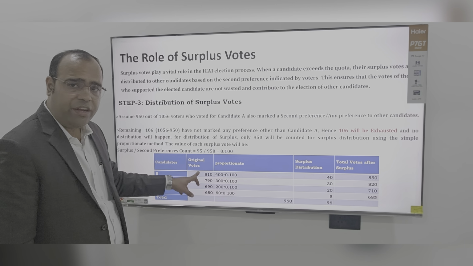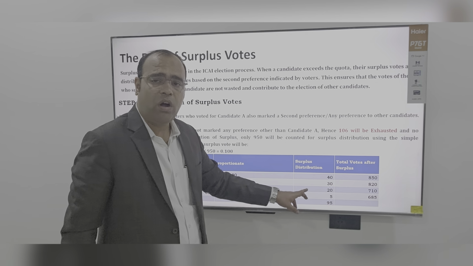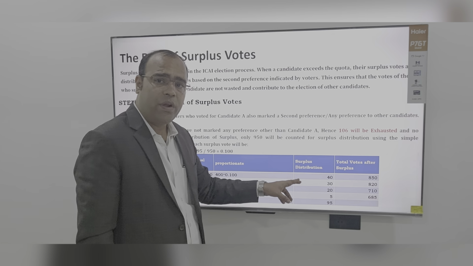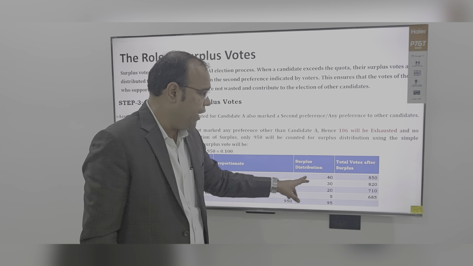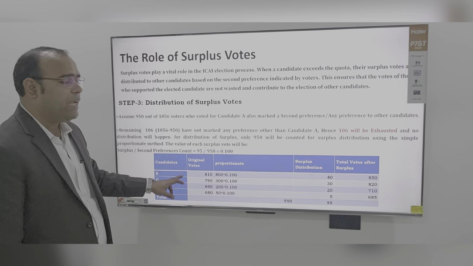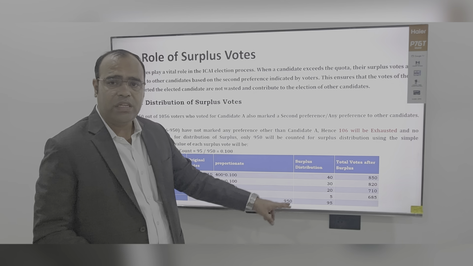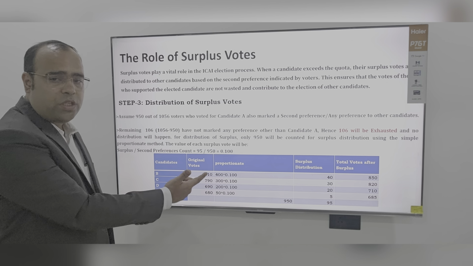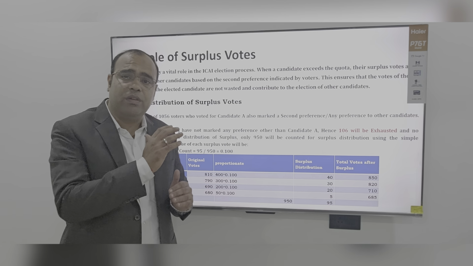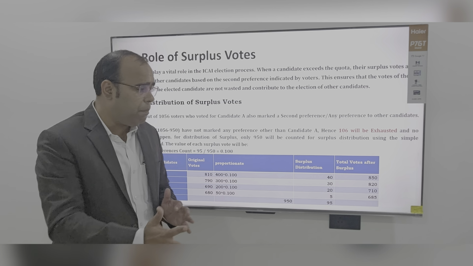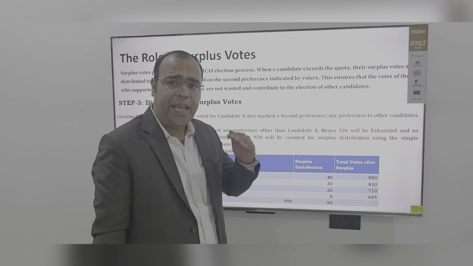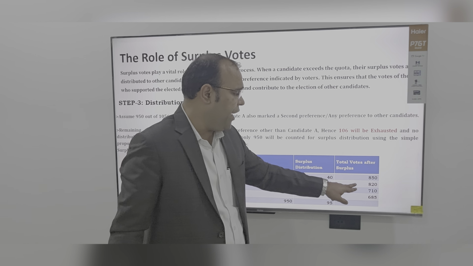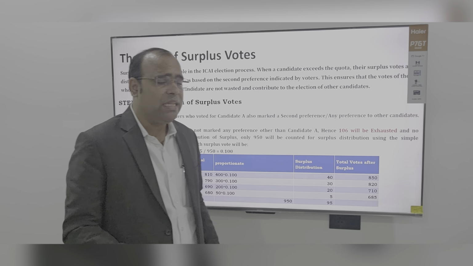Candidate B got 810, then 40 he got in the surplus distribution of 95, excess over and above quota of candidate A, it becomes 850. Candidate C got 790, then in distribution he got 30, candidate D got 690, in distribution got 20. So after the selection of candidate A and surplus distribution, candidate A is declared as winner because he got over and above quota. Candidate B 850, C 820, D 710 and E 685.